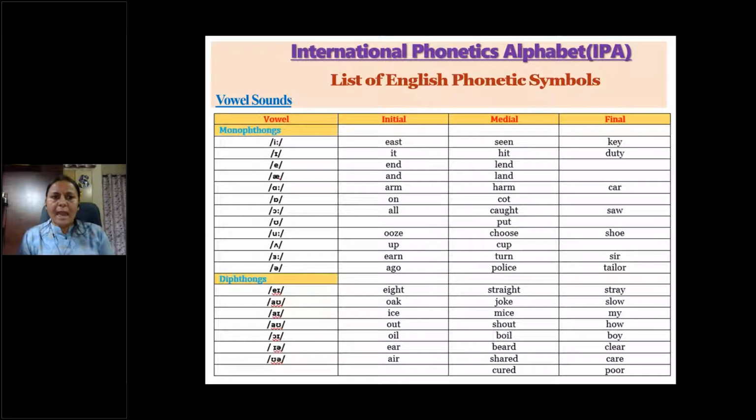Now this sound, the next sound, exists at the start, and also in the middle of words. Again you find a blank space here. It means the sound either 100% or 99% does not exist at the end of English words. I will give one very common example here itself, so the point will be clearer.